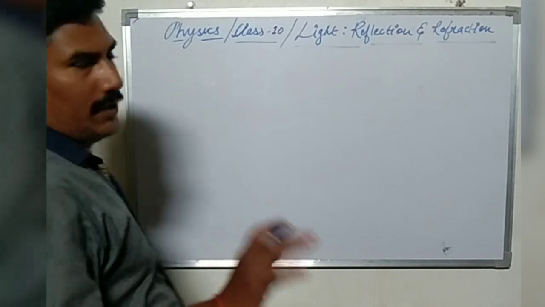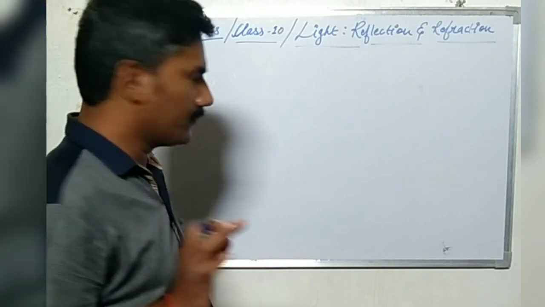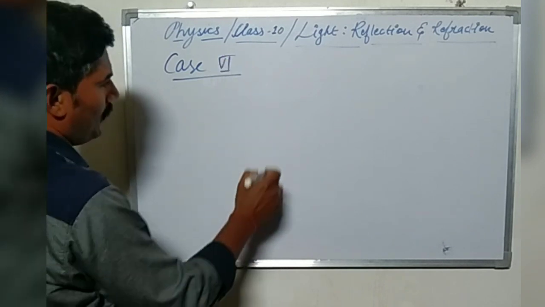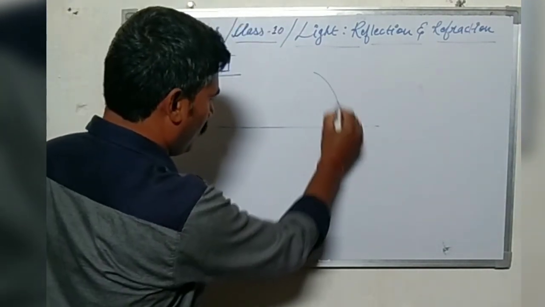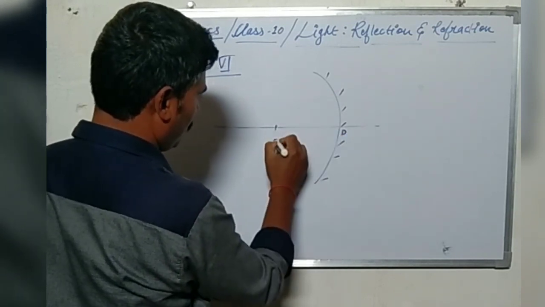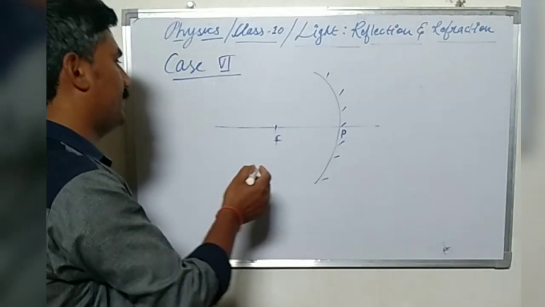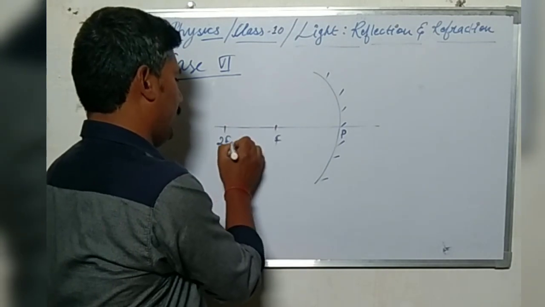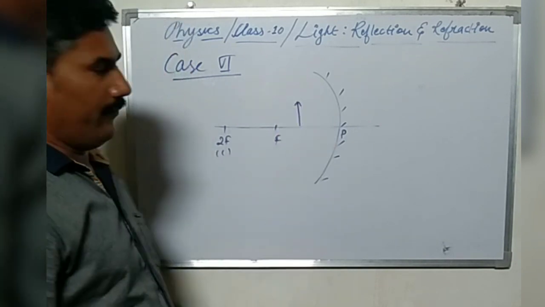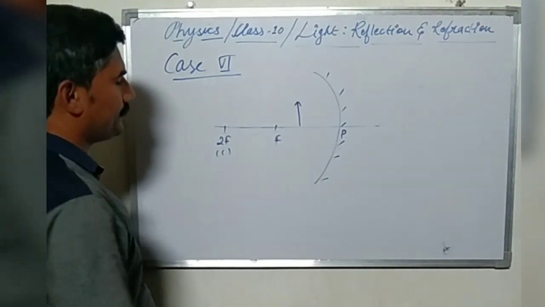Hello students, till so far we have discussed the 5 ray diagrams related to concave mirror. Now the sixth case is when the object is placed between pole and principal focus. Between pole and principal focus, what will happen then, or where will the image form? Let's see.